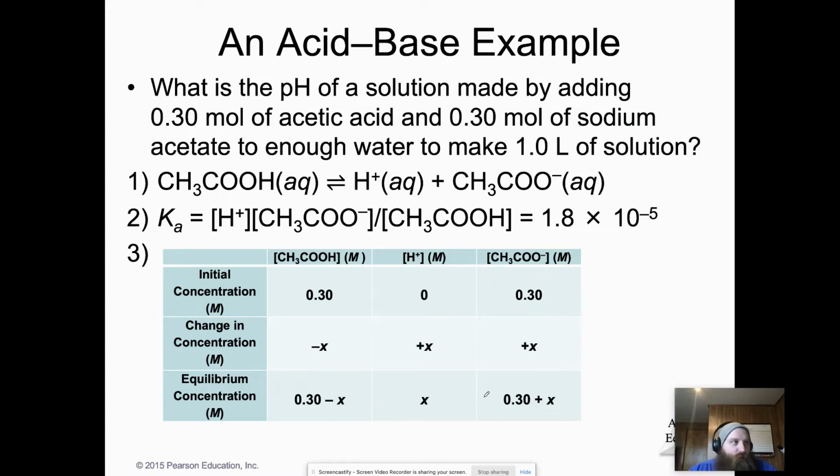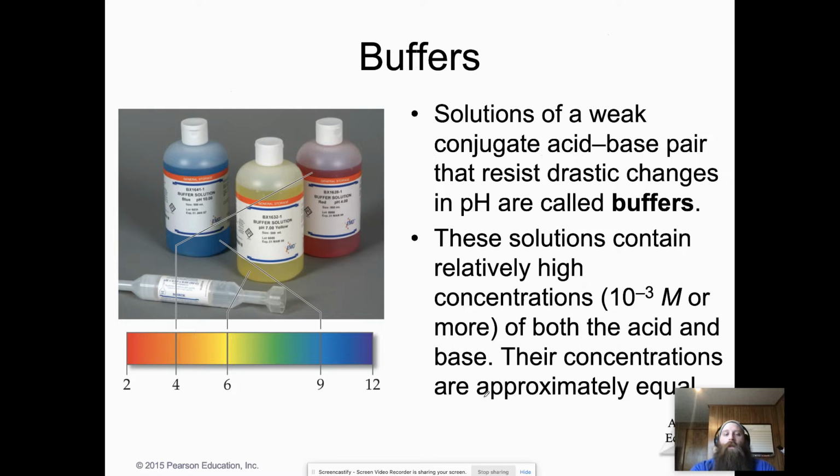All right, so there we go. That's what the example looks like. Now, when you mix acids and bases, it's important that we take a moment to look at buffers.